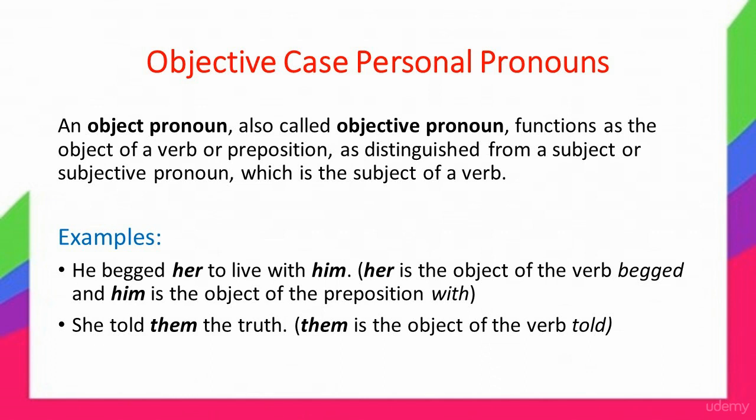Examples are, he begged her to live with him. Her is the object of the verb begged, and him is the object of the preposition with. She told them the truth. Them is the object of the verb told.